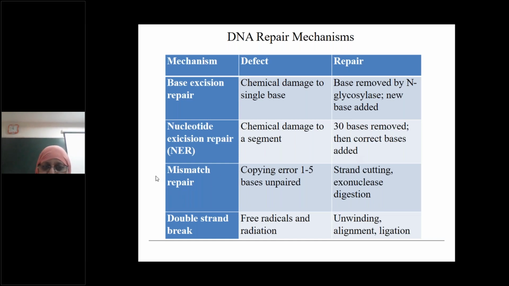In mismatch repair, which occurs mainly as a result of replication, a copying error of 1 to 5 bases may take place. So strand cutting, exonuclease digestion, and repair by DNA polymerase and ligase. Double-stranded break repair occurs as a result of free radicals and radiation, with unwinding, alignment, and ligation, either homologous or non-homologous recombination may take place.